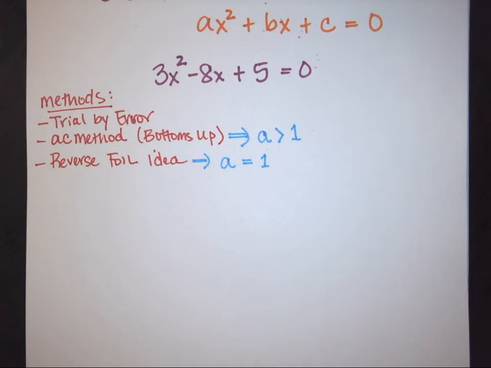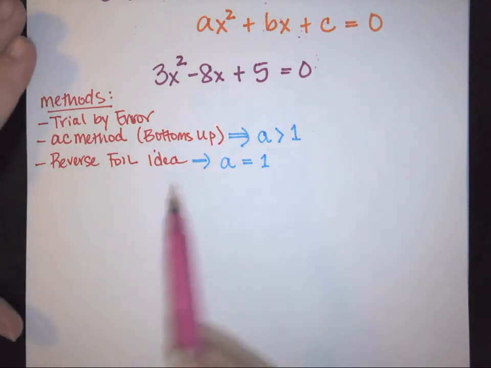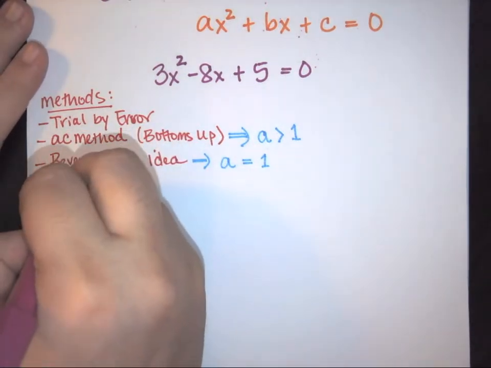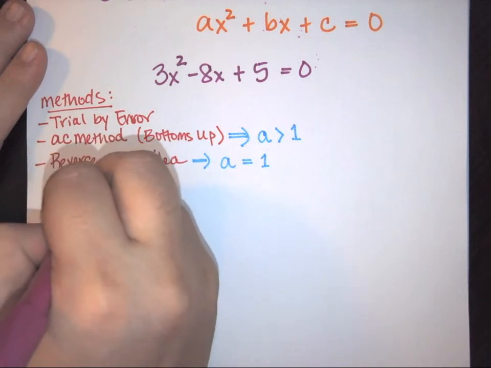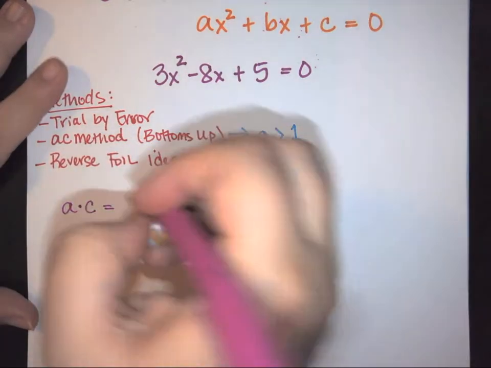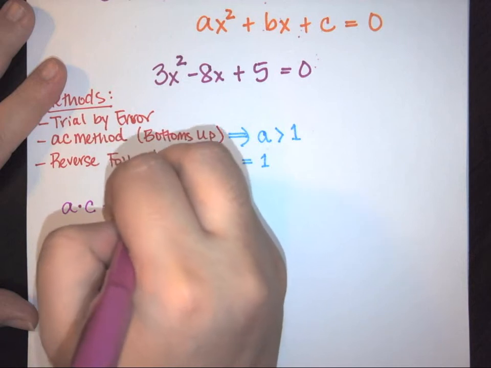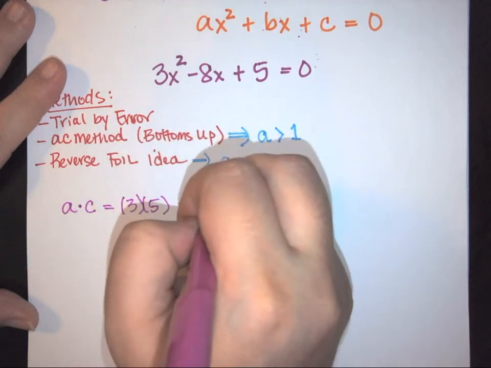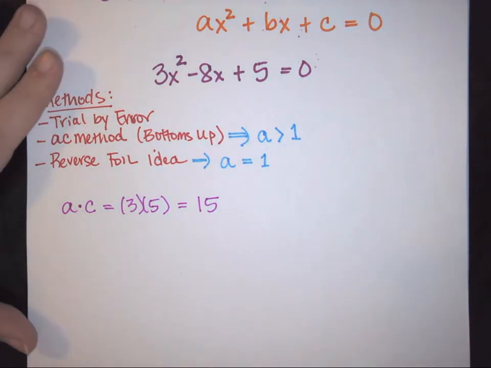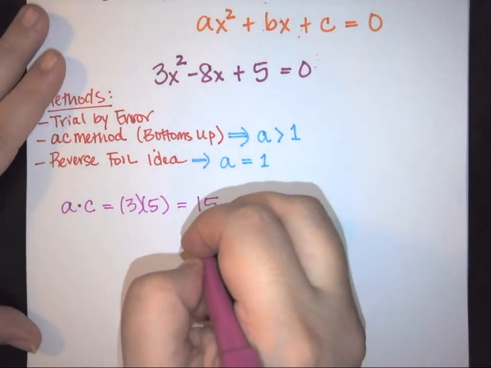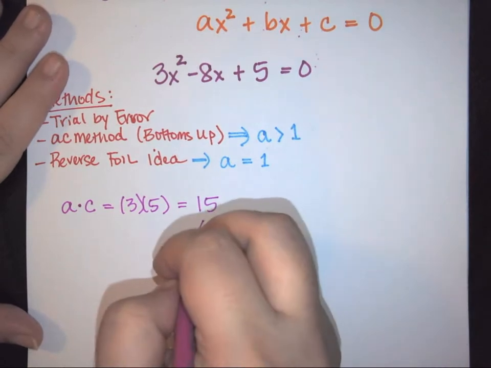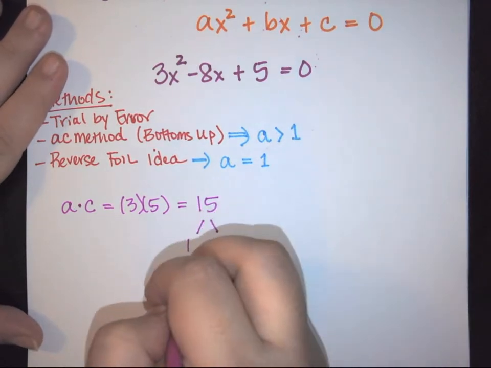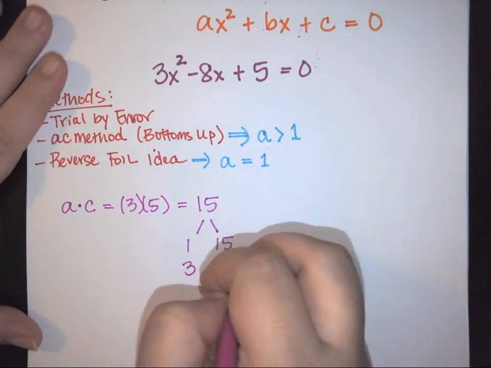So the bottoms up method essentially says that we have to first do A times C. So in this case we're going to do 3 times 5. When you multiply those together you get 15. The next step says you need to find your factors of 15. So this would be 1 and 15, 3 and 5.